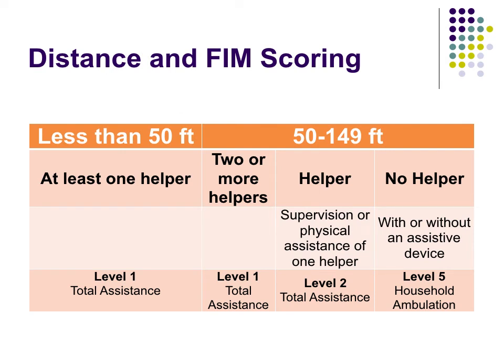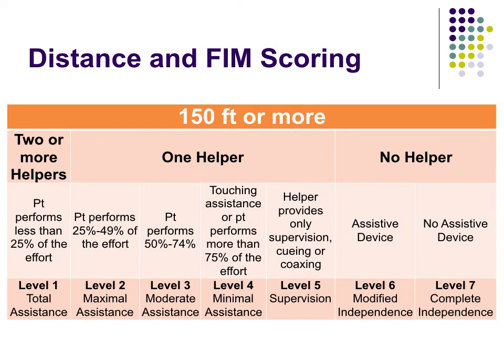So I'm going to show you one of the charts, and you'll be able to use this for your FIM test. If they go less than 50 feet, no matter how many helpers they have, they're going to be a total. And then when you're looking at 50 to 149 feet, they could be anywhere from a total assistance to household ambulation, which would be the patient is able to walk with or without a walker between 50 to 149 feet, or the patient's able to propel their wheelchair 50 to 149 feet.